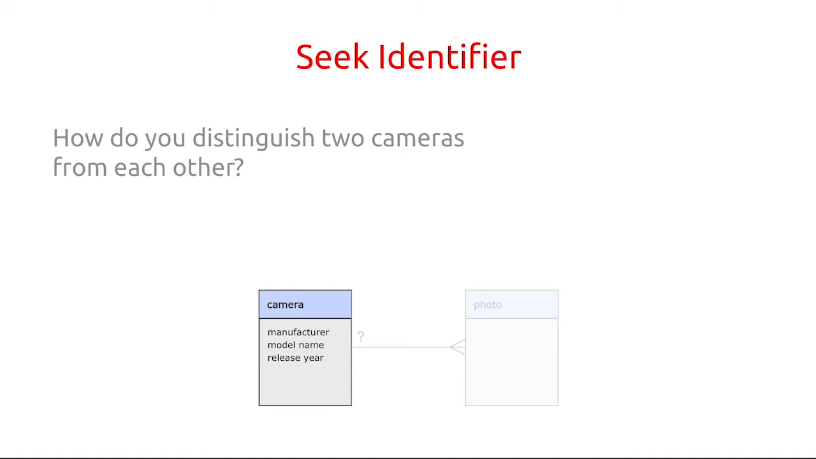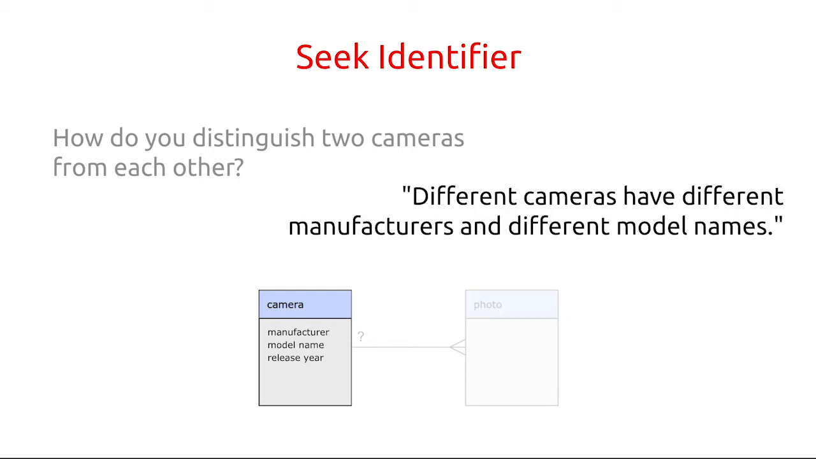Now let's return to the seek identifier step and imagine a different scenario. Again, let's ask, how do you distinguish two cameras from each other? This time, let's suppose they say, different cameras have different manufacturers and different model names. There are some warning signs here that the users might not have fully understood the question. They used plurals, they didn't use each, and they heavily used the word different. But for the sake of example, let's ignore all of that for now.